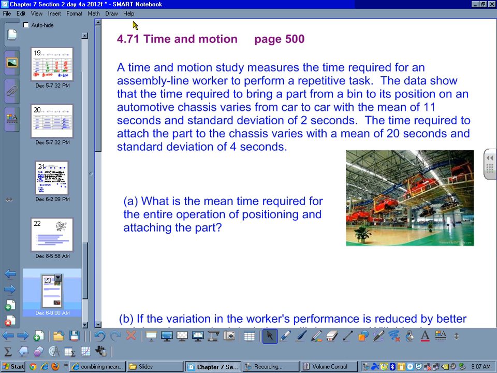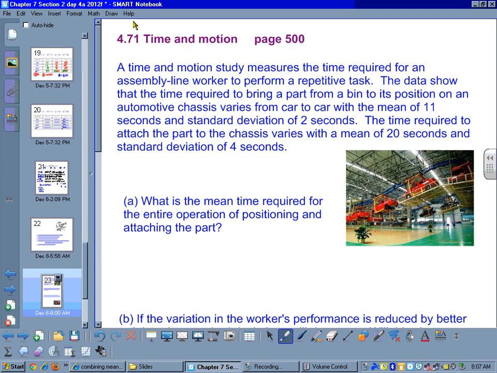This problem is designed to show us how to use our rules for means and standard deviations in continuous and in discrete situations. We have an assembly line, and we are bringing a part from a bin to its position on the car, and that has a mean of 11 seconds and a standard deviation of 2 seconds. Then the worker has to attach the part to the car. That has a mean of 20 seconds and a standard deviation of 4 seconds.